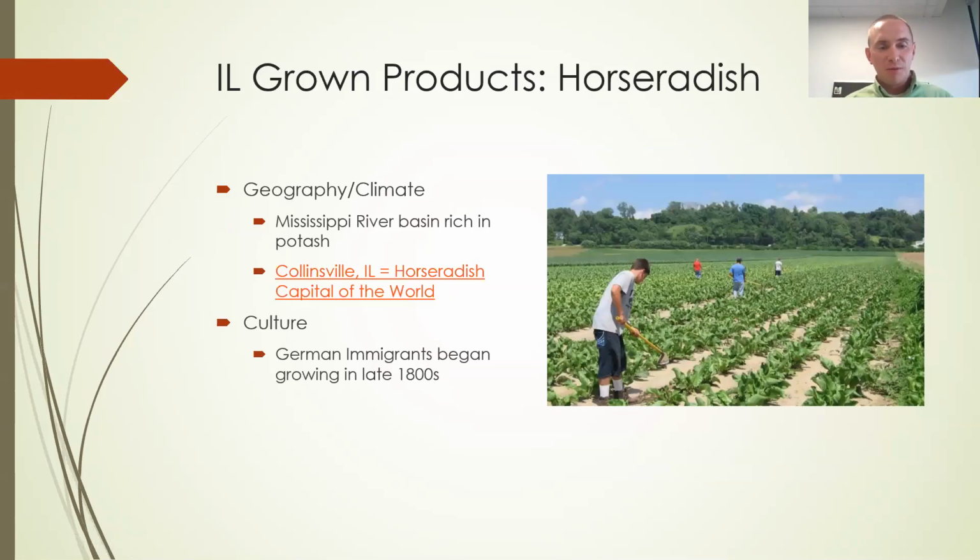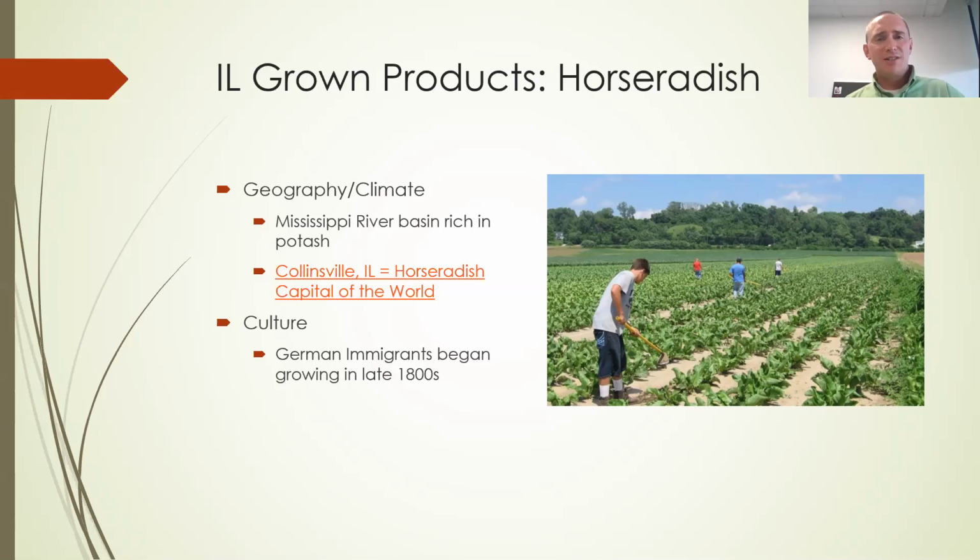And so we're the #1 pumpkin producer, which I think a lot of people don't realize. We're also the #1 producer of horseradish. Again, not a huge crop, right? Not something that's on the same level as, say, corn or soybeans, but Illinois produces the lion's share of horseradish for the country and for the world. And so, again, if we look at geography and climate, the Mississippi River Basin has soil that is rich in potash, and so it's perfect nutrients needed to grow horseradish.